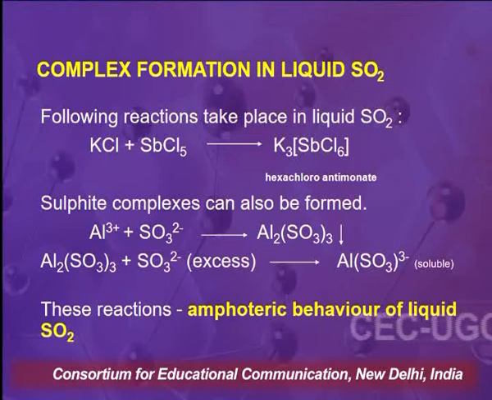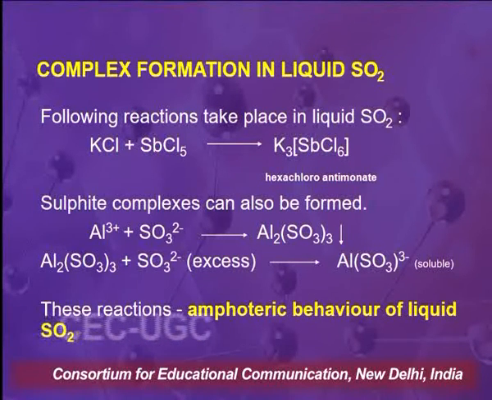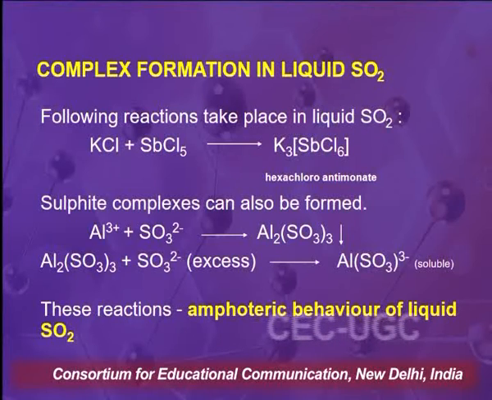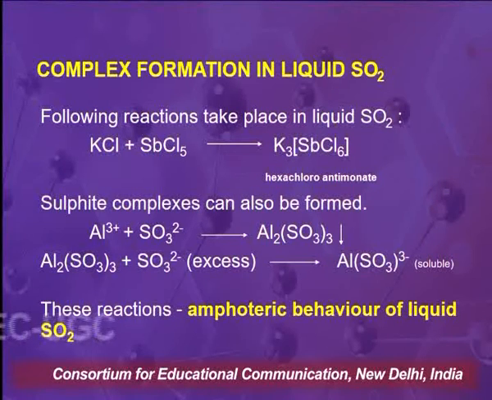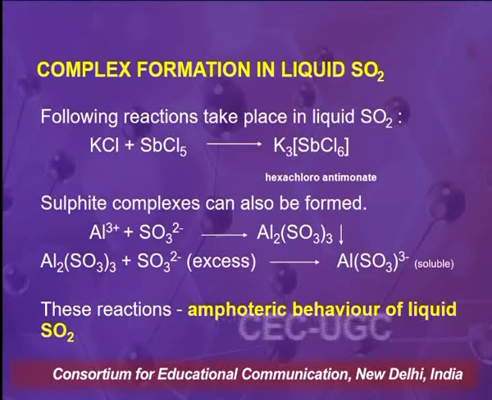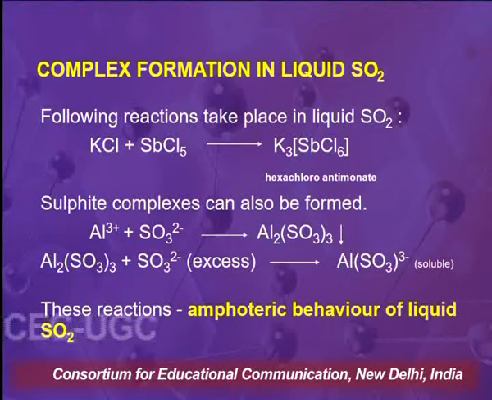Sulfide complexes can also be formed. Aluminium reacts with sulfide ions to give aluminium sulfide, which is forming a precipitate, and in excess of sulfide ions, a soluble form of the complex is formed. And these reactions show the amphoteric behavior of liquid sulfur dioxide.